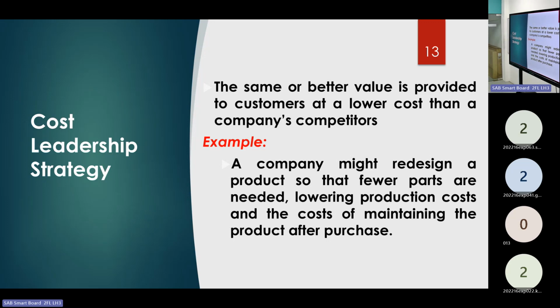That is the economies of scale. So cost leadership is a very generic strategy. A company might redesign the product so that fewer parts are needed, lowering the production cost, and the cost of maintaining the product after purchase. This cost leadership you can mainly use for the standard product. You don't have so many features.